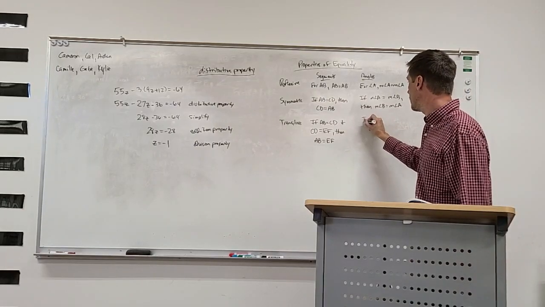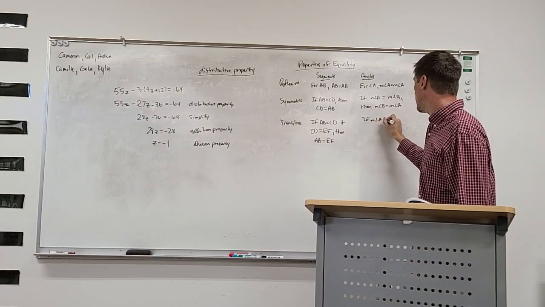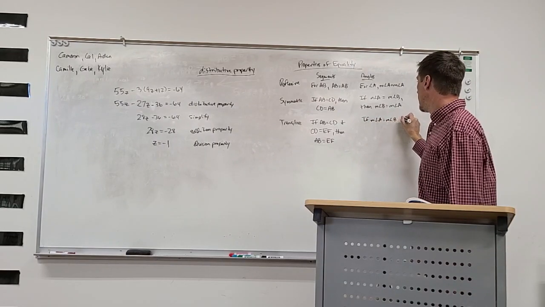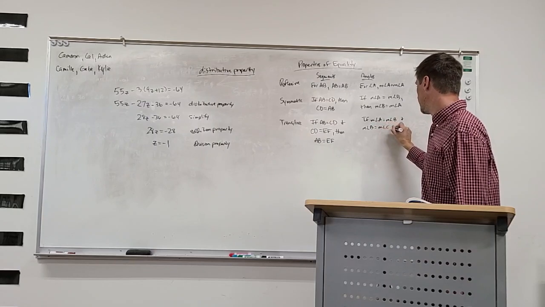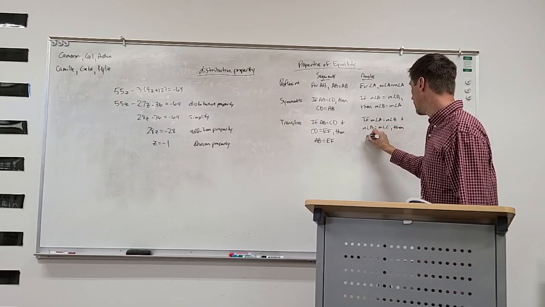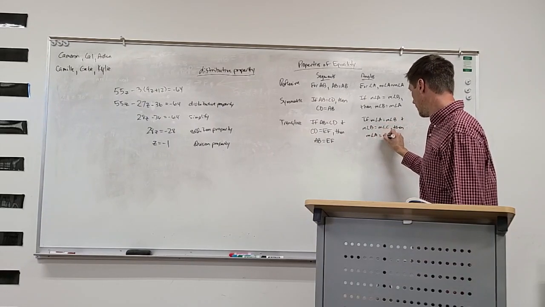So we could also say if the measure of angle A equals the measure of angle B, and the measure of angle B equals the measure of angle C, then we know that the measure of angle A equals the measure of angle C.